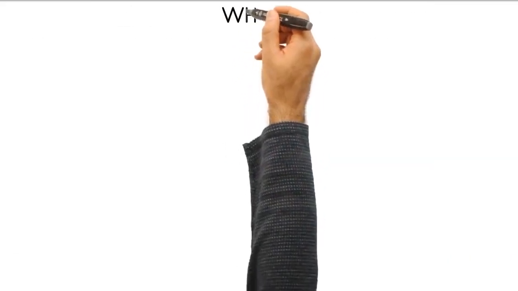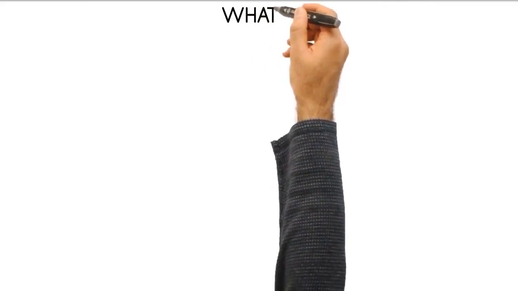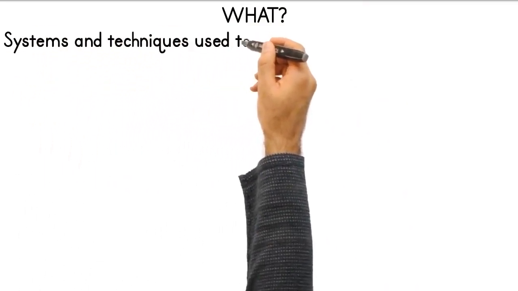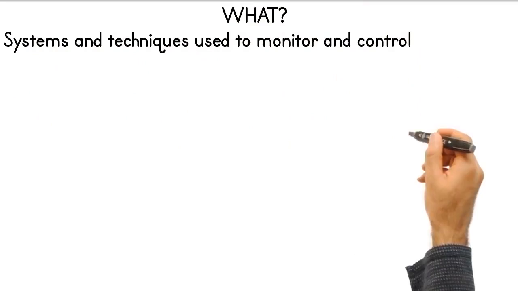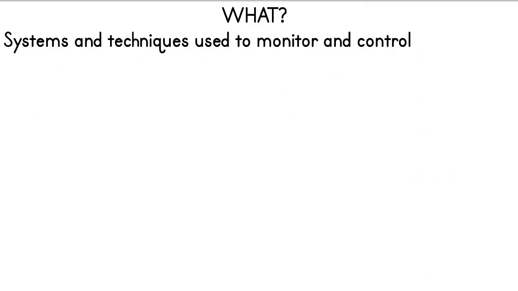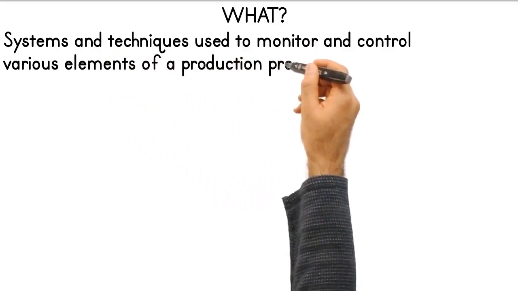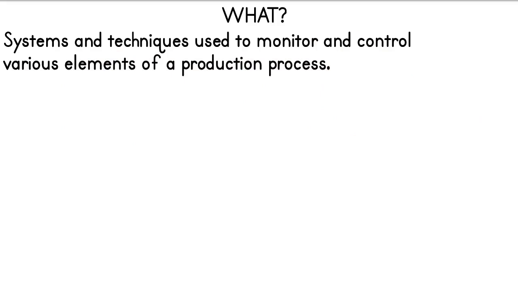Quality and process control refers to the systems and techniques used to monitor and control the various elements of a production process to ensure that the end product meets the required quality standards. It involves inspecting raw materials, monitoring processes, measuring product specifications, and implementing corrective actions when needed.